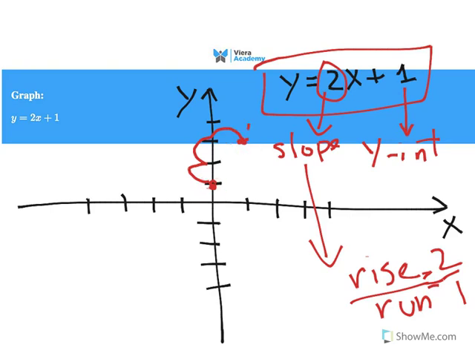Finally, we are ready to make the line by connecting the 2 points. And that's the answer to the problem. That's how you graph the line y equals 2x plus 1.